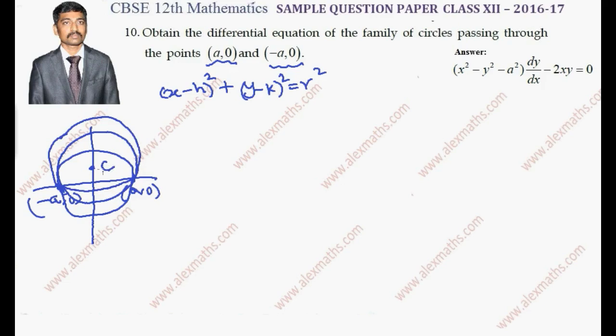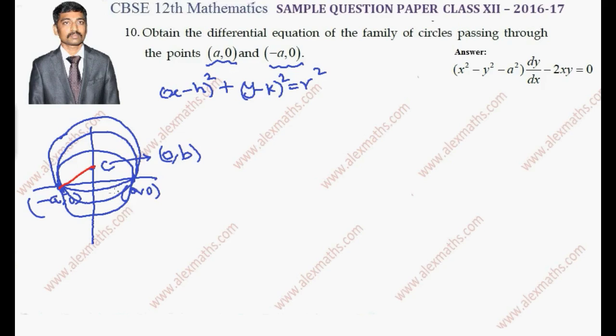So generally, the point C, which is the center, will be 0 comma b. Okay, even it can be below the x-axis also, but still I can take 0 comma b. If it is below, b will be negative. And now I'm going to join one particular center with this point.